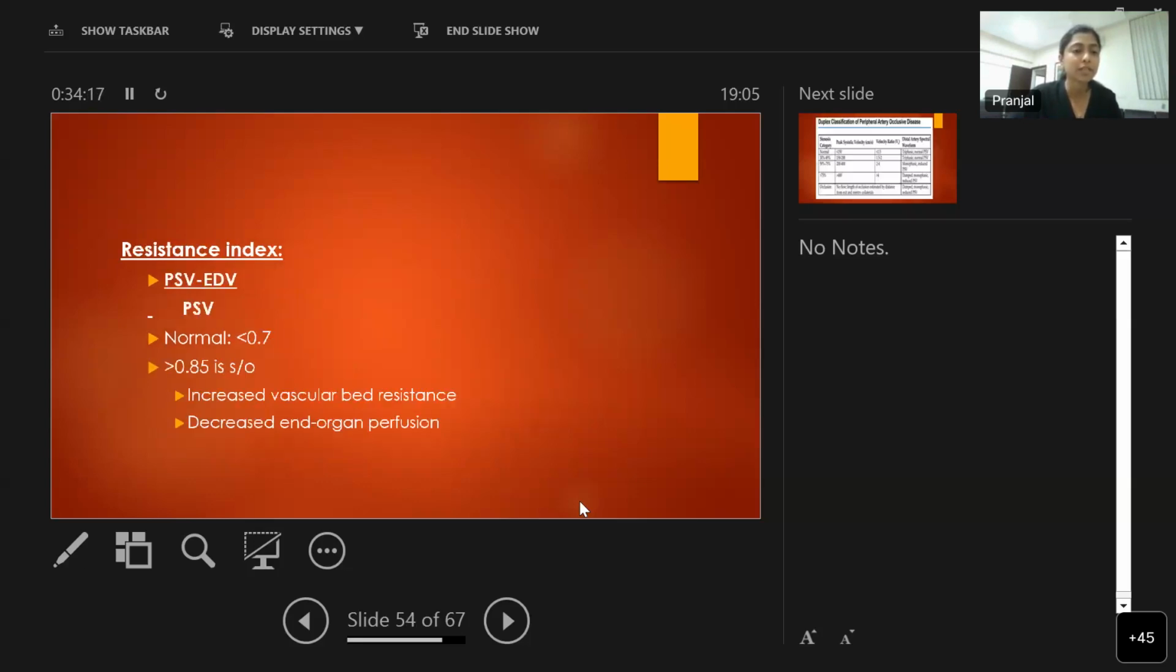Resistance index is PSV minus EDV divided by PSV. Normally, it should be less than 0.7. Anything more than or equal to 0.85 is suggestive of increased vascular bed resistance and decreased end organ perfusion.